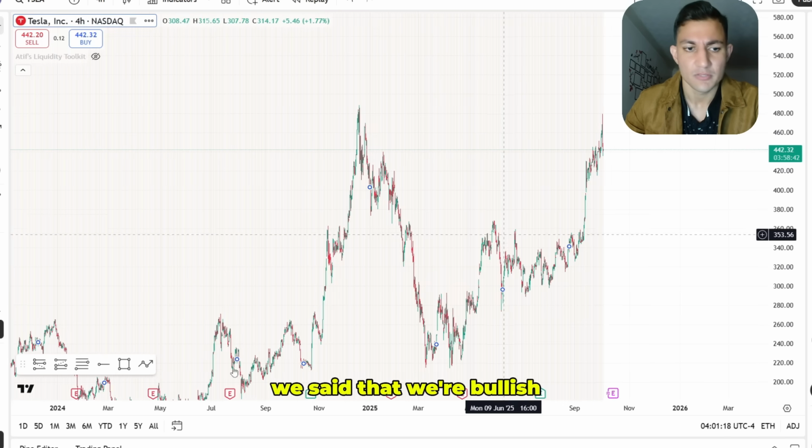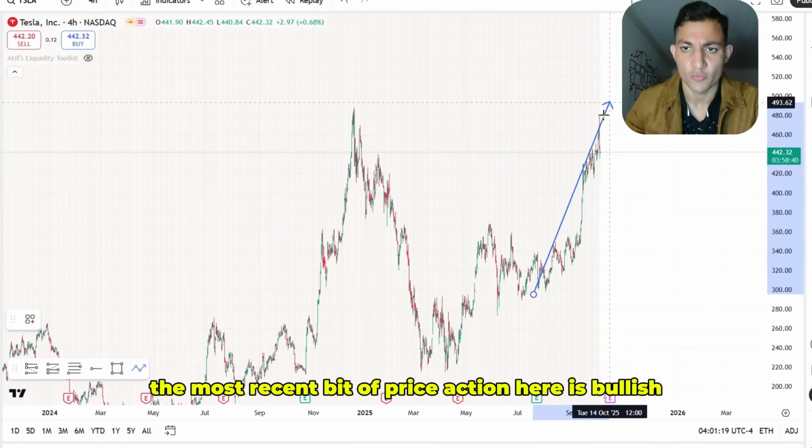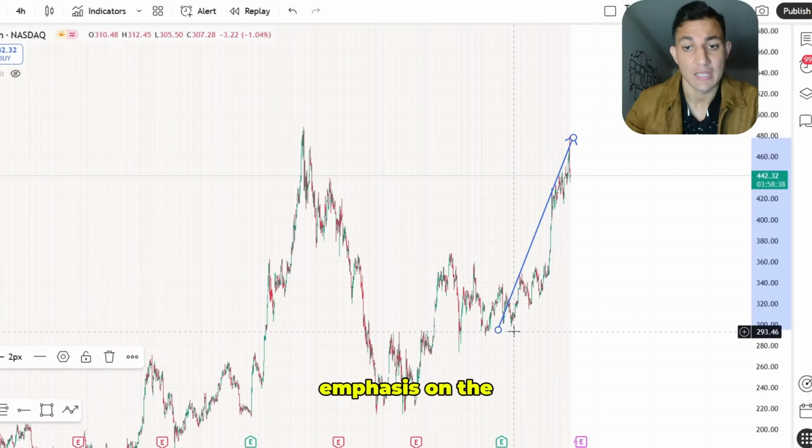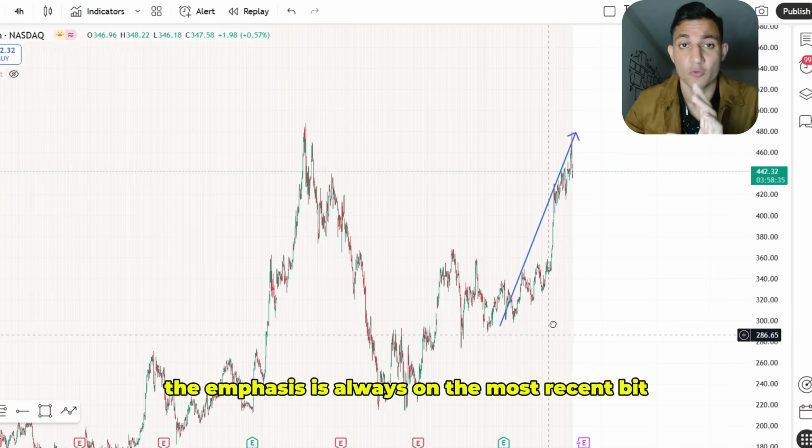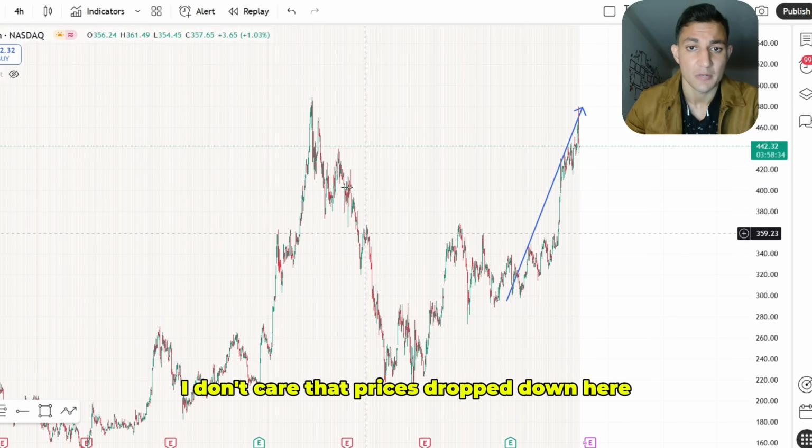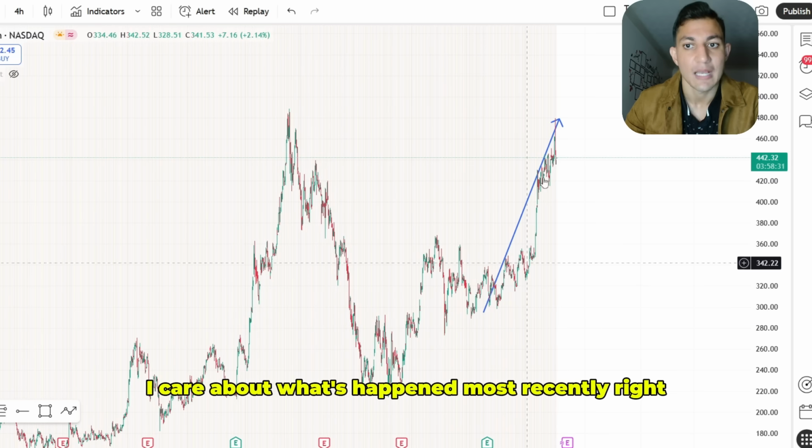We said that we're bullish. Remember how we said the most recent bit of price action here is bullish. The emphasis is always on the most recent bit, not this bit here. I don't care that prices drop down here. I care about what's happened most recently, right?